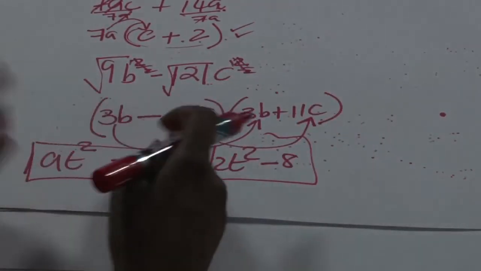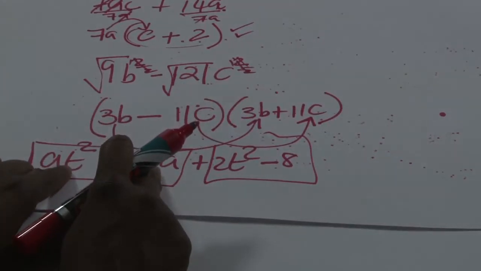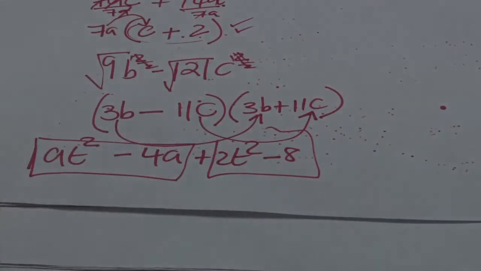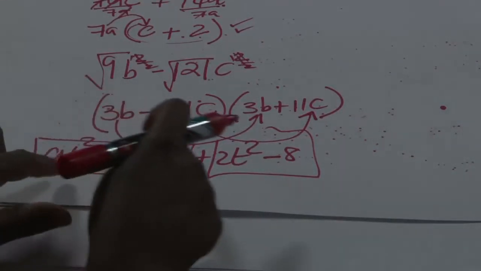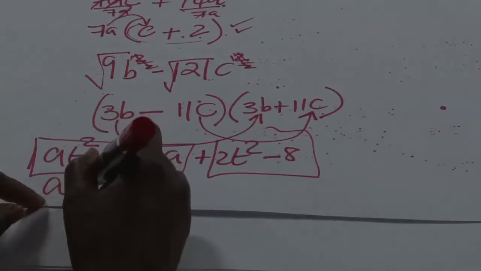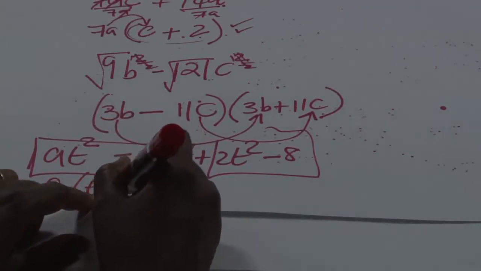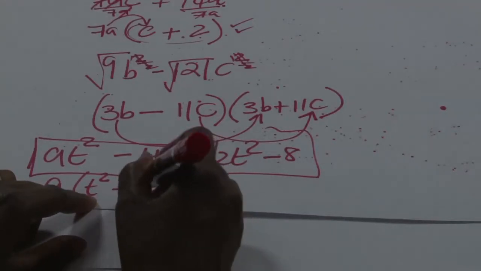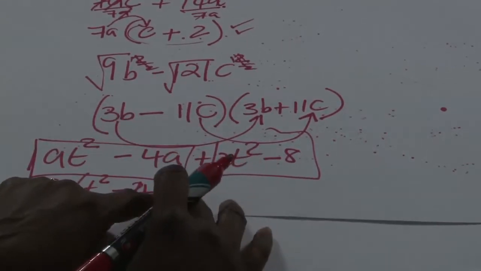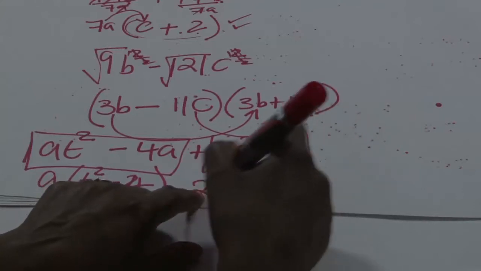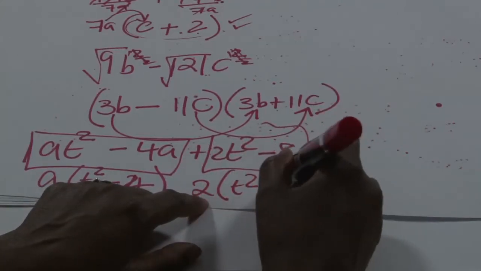These two terms are having something in common, and these two terms are having something in common. So then we can factorize by grouping. You take out the common factor for this, which is 4a, then in brackets we have t squared minus 4. That will be the answer for that. And for this one, the common factor is 2, and then inside the brackets we have t squared minus 4.